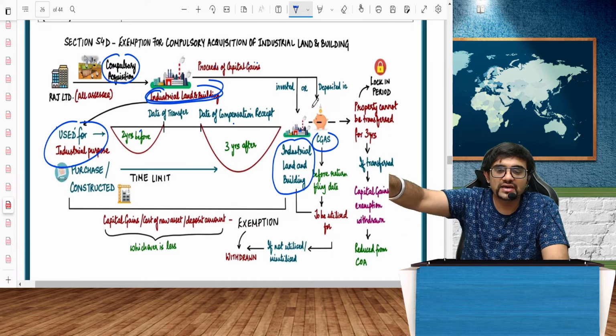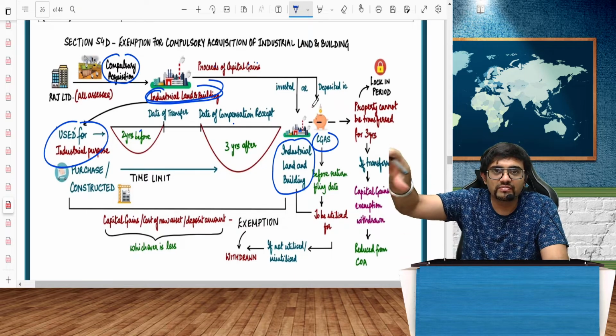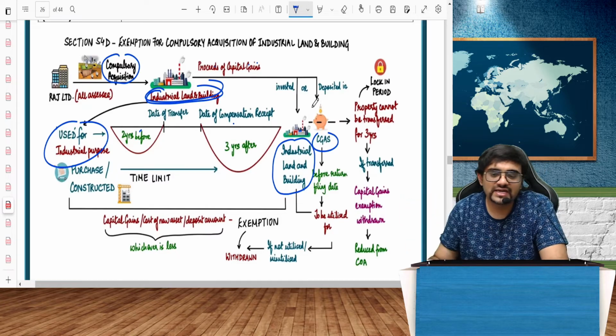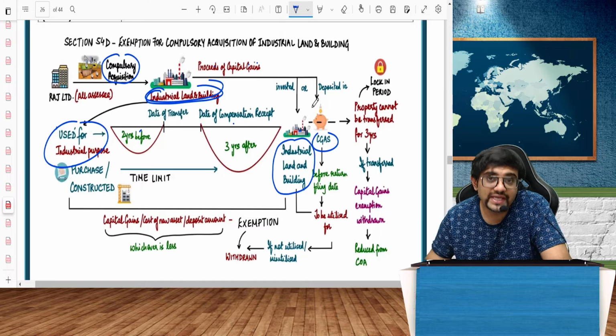So, in one area, my industrial land and building has been compulsorily acquired, and I will buy one more industrial land and building in some other area. That is 54D.